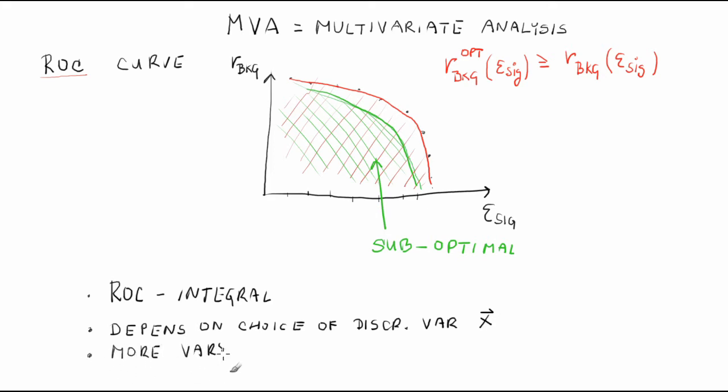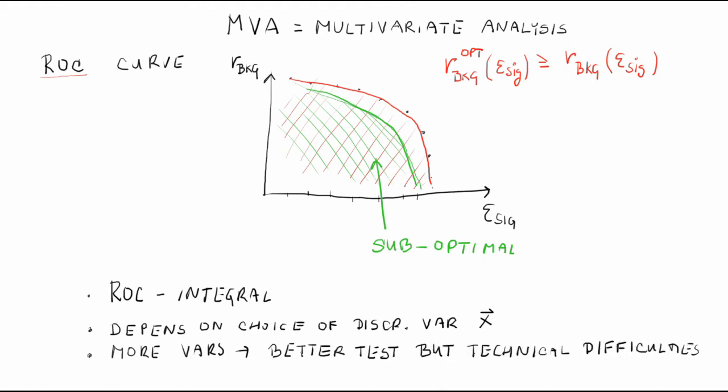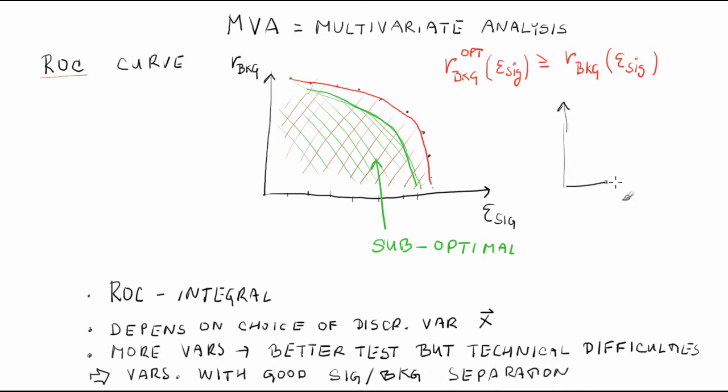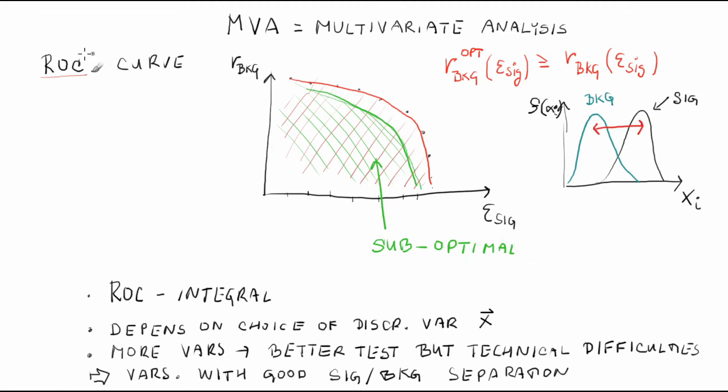Usually, more variables mean a better test, but it might not be technically possible to use a large number of variables. People try to pick a small number of variables with good separation between the signal and the background. Here, separation or discrimination power means that the PDF for the signal is different from the PDF for background. ROC curves are also used to compare tests based on different numbers of input variables.